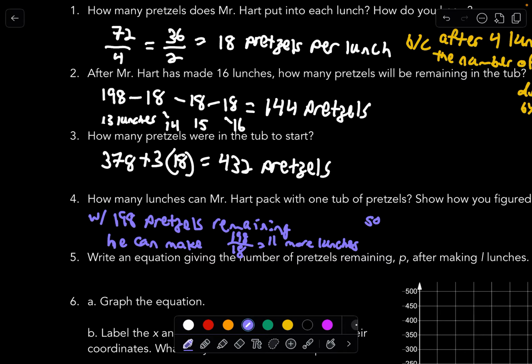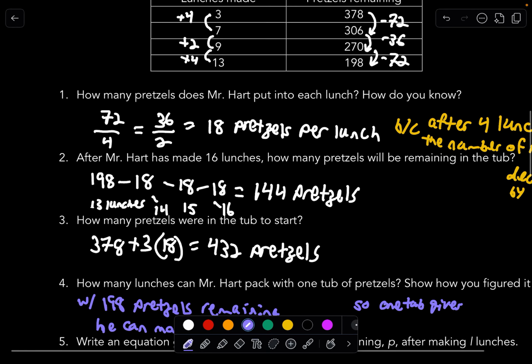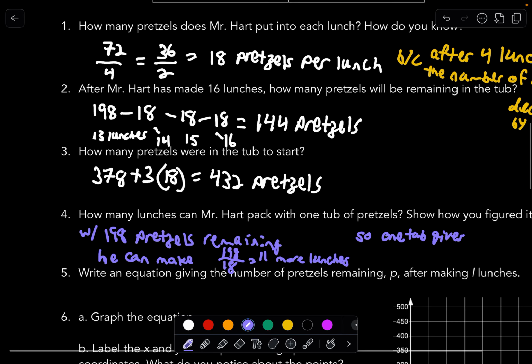So, 1 tub gives, let's see, 198 was after 13, so it'll be 13 plus the 11 more, 24 lunches. Okay. And that's how you can figure it out. There's more ways you could figure it out, but that's the way I did it.